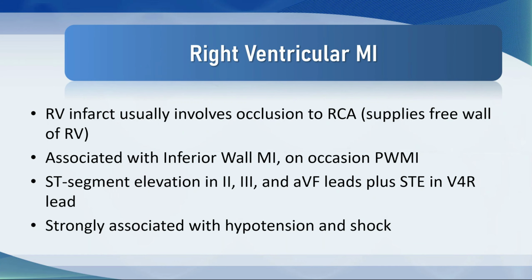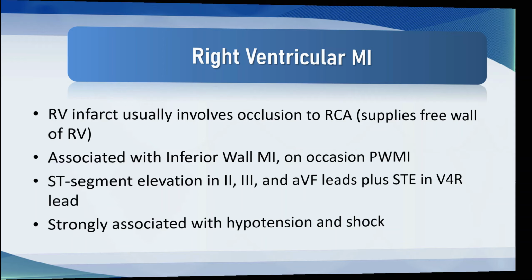Right ventricular myocardial infarct usually involves occlusion to the right coronary artery that supplies the free wall of the RV. It's associated with inferior wall infarct and, on occasion, posterior wall infarct. There is ST segment elevation in 2, 3 and AVF plus ST segment elevation in right lead V4. It is strongly associated with hypotension and shock, and outcomes can be very bad in this setting.